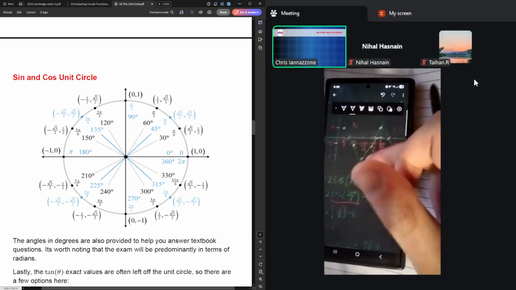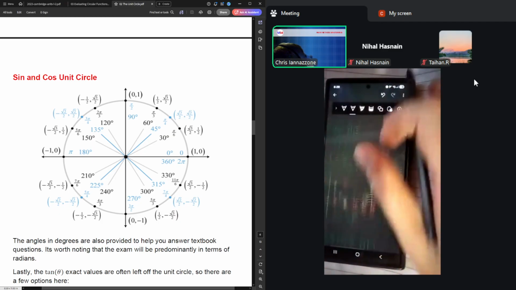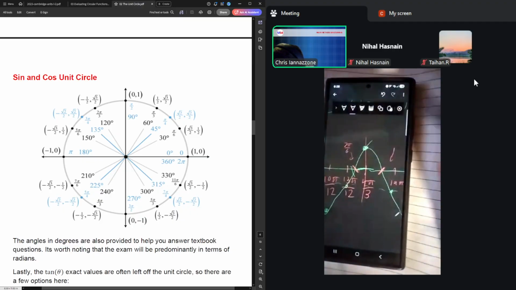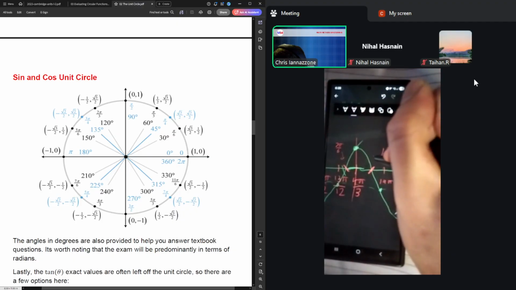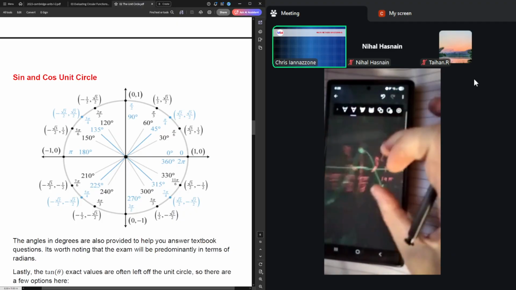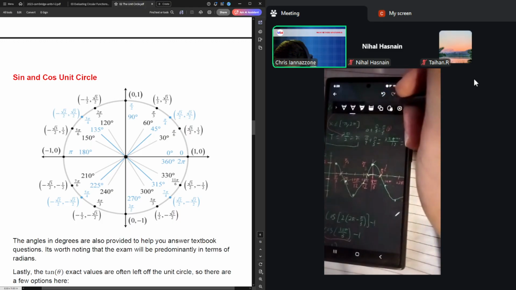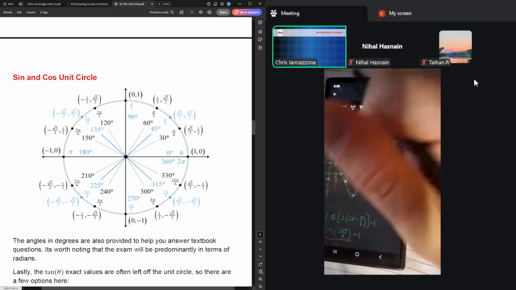7 pi over 6, 3 pi over 2. Oops. 7 pi over 6, 3 pi over 2. Yes, I know that's a massive mess. I guess worth considering, how do you make this tidy for your actual axis?